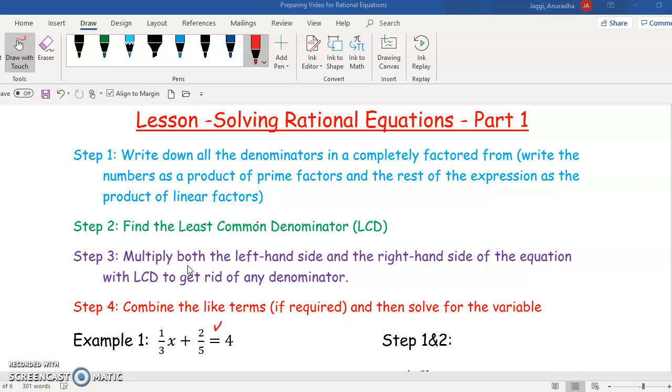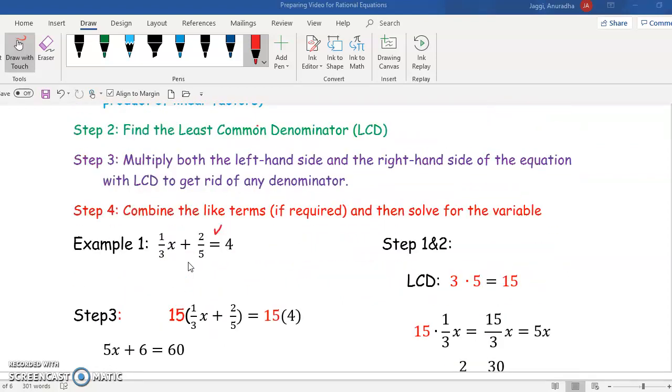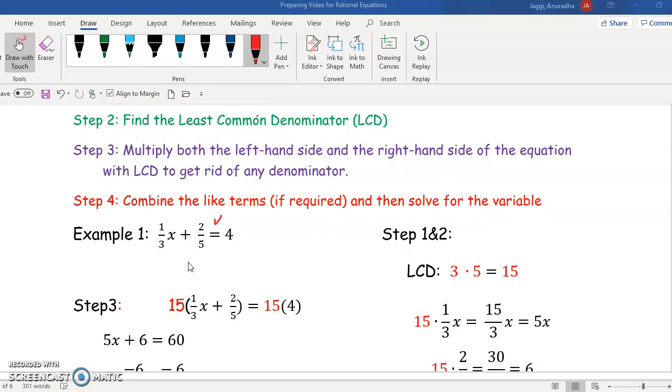So let's see. What are the denominators here? The denominators here are 3 and 5. So I'm going to copy them down here. Steps 1 and 2 are to write down the denominators 3 and 5, and write them as a product of prime factors. There is no variable here, no expression, so these are only numbers. I have to write them as a product of the prime factors.